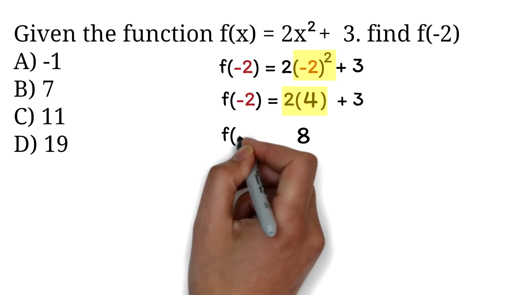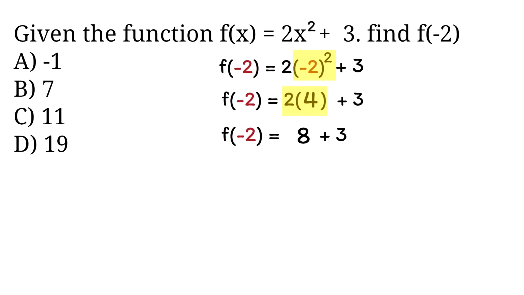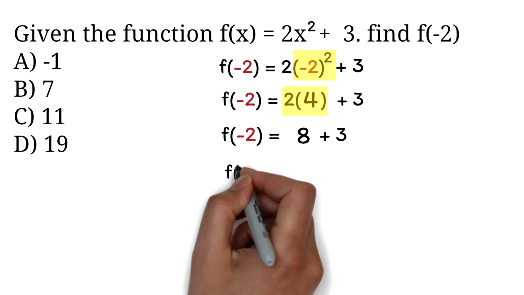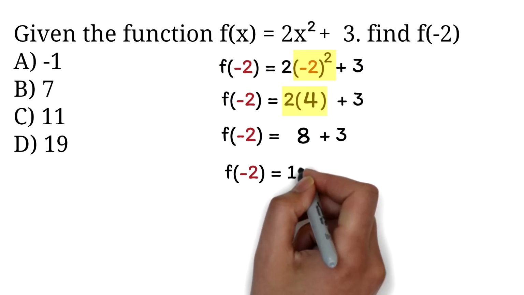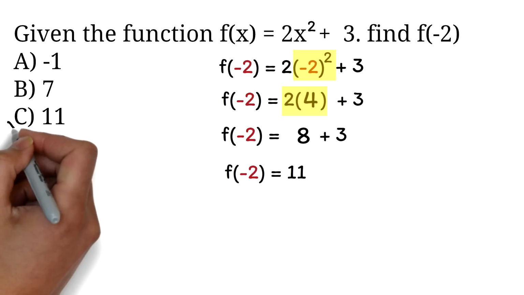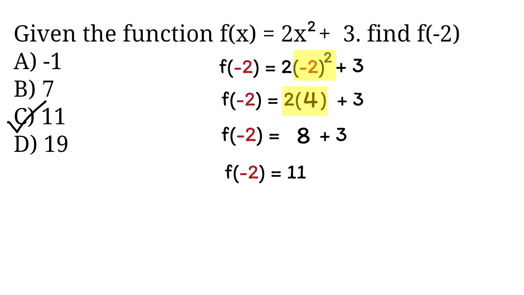So we have f of negative 2 equals 8 plus 3. Then finally we will add 8 to 3. This will give 11 as our answer. So the correct answer is C. Let's look at a common twist to this type of function question.